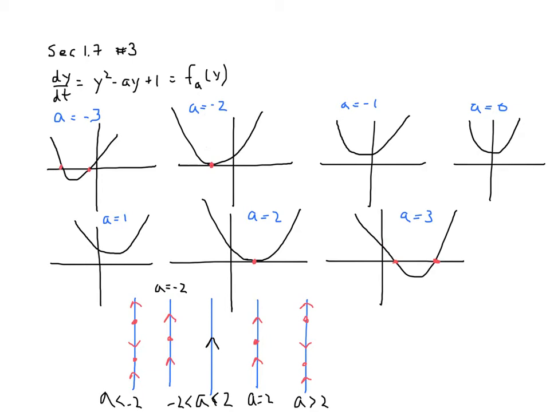On the next slide, I'm going to take the same equation and look at it a little more algebraically. So, next slide. And here's our equation again. I'm going to change that color. F at A was y squared minus A times y plus 1.